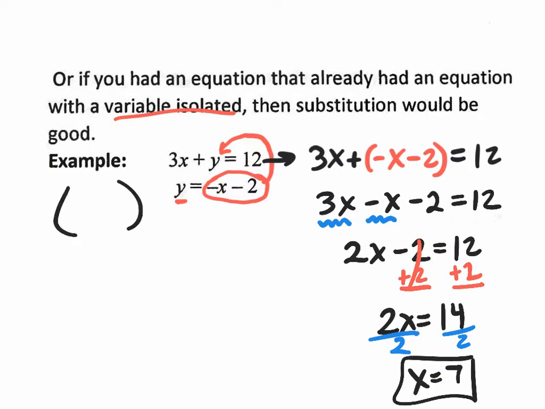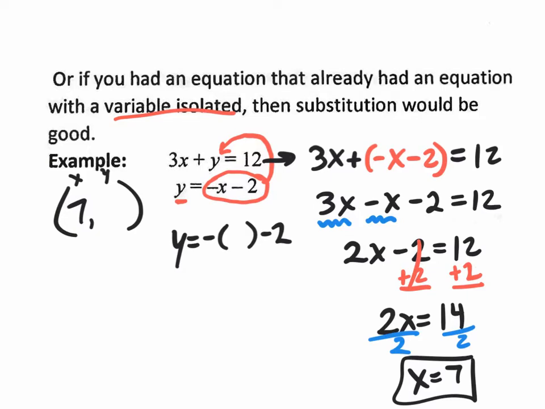And of course, we need the other answer. So we have 7 for x. We still need the y. And all you have to do there is plug in your x value of 7 into any x position, either here or up here. It's totally up to you. I would pick this one because it says y equals, all you got to do is put that 7 right in there. So let me write it out again.